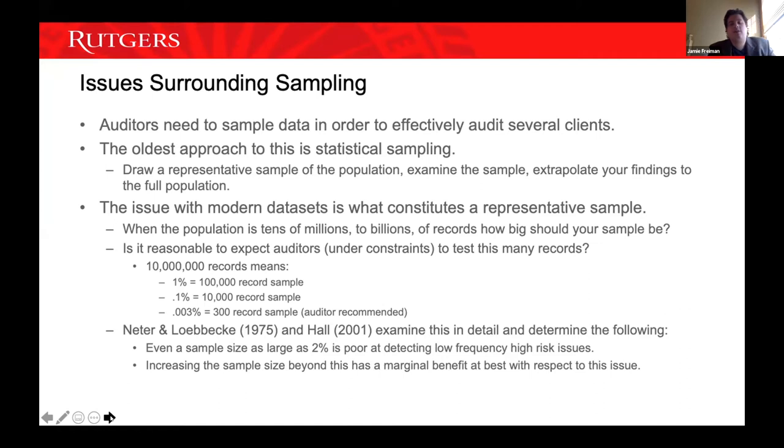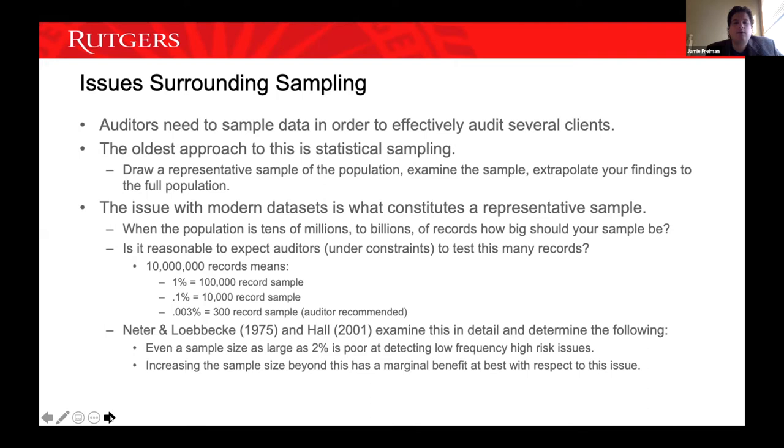So with respect to statistical sampling, the biggest issue that we have, right? With statistical sampling, you have a full population, you come up with some mathematical method of determining how many records to pull, and then you randomly pull those records, or you do some type of methodology of sampling those records that doesn't involve too much judgment. Okay, but the issue is, how big should your sample really be? And this is something that's been a question for a long time. You can see all the way back to Nieder and Lebecki looking at this in the 1970s, all right?